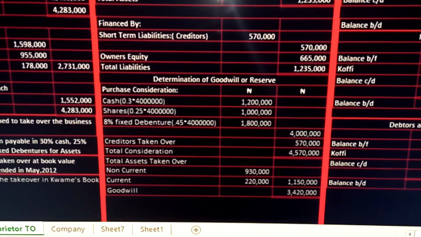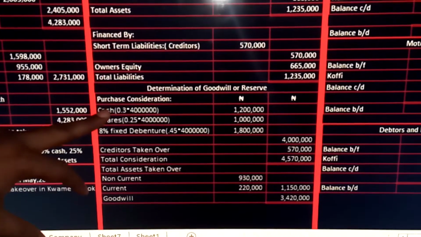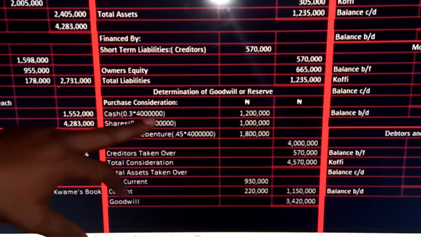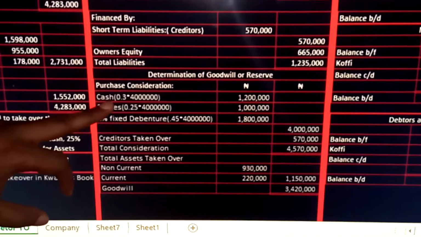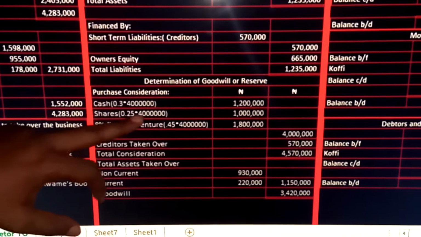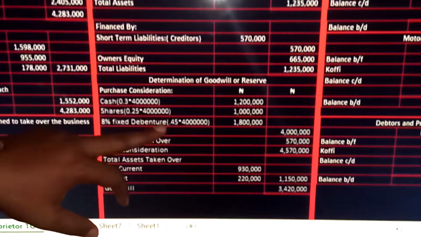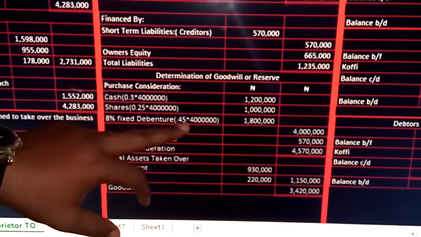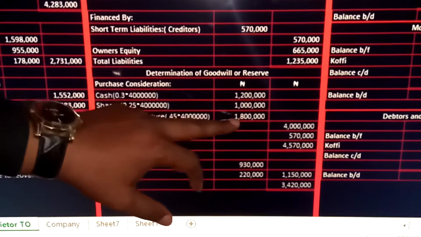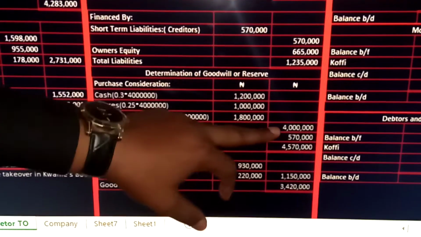So what are the purchase considerations? It is 4 million, but we broke it down. Cash, 30%, which is 0.3 times 4 million, that will be 1,200,000. Shares, 25%, which is 0.25 times 4 million, which is 1 million naira. 8% fixed debentures, that's the remaining part, 45%, which is 0.45 times 4 million, which is 1.8 million. So if you add 1.8 plus 1 million plus 1.2, you have 4 million.